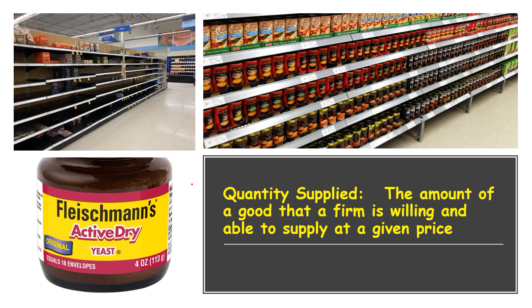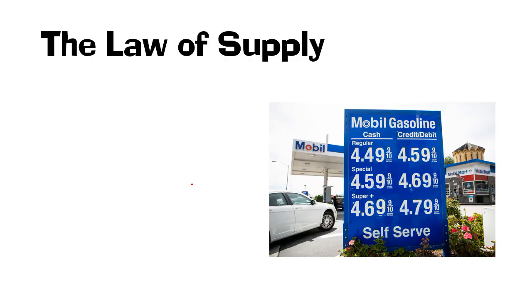Same with toilet paper for a while. They were willing to provide all the toilet paper people wanted to buy, but you got to make the toilet paper, and they weren't able to supply enough at the given price, right? So the quantity supplied is the amount the firm is both willing and able to supply at the given price, right? Willing and able.